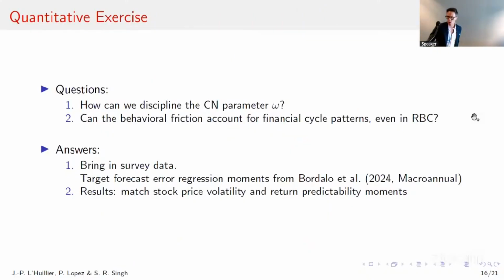So moving towards the fuller quantitative exercise. What we want to do here is figure out how to discipline omega, this computational neglect parameter, and show how far we can go with the model in terms of matching these financial moments. In order to do the former, we're going to bring in survey data from the forecast error regressions that Bordalo and co-authors ran in their macro annual paper. I'm going to tell you in a second a little bit more about what that entails. And then, in terms of results, once we do that, we're going to discuss the ability of the model to match, in a quantitative sense, stock price volatility and return predictability moments.